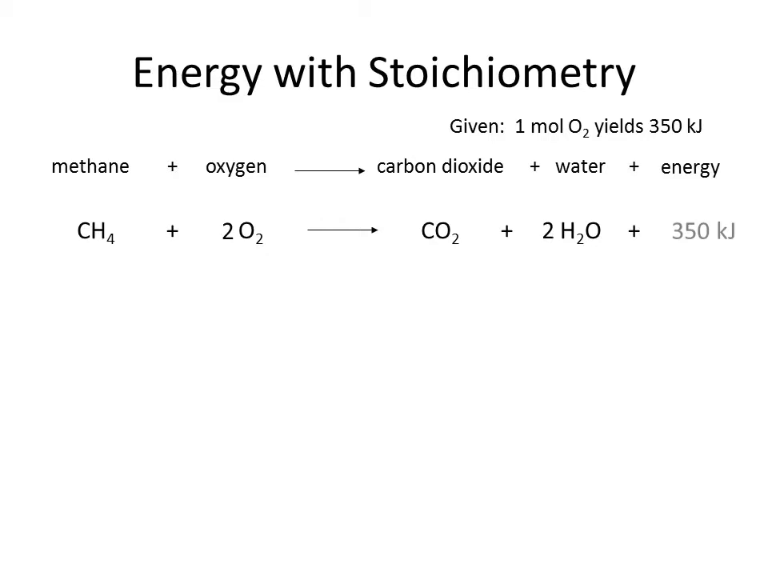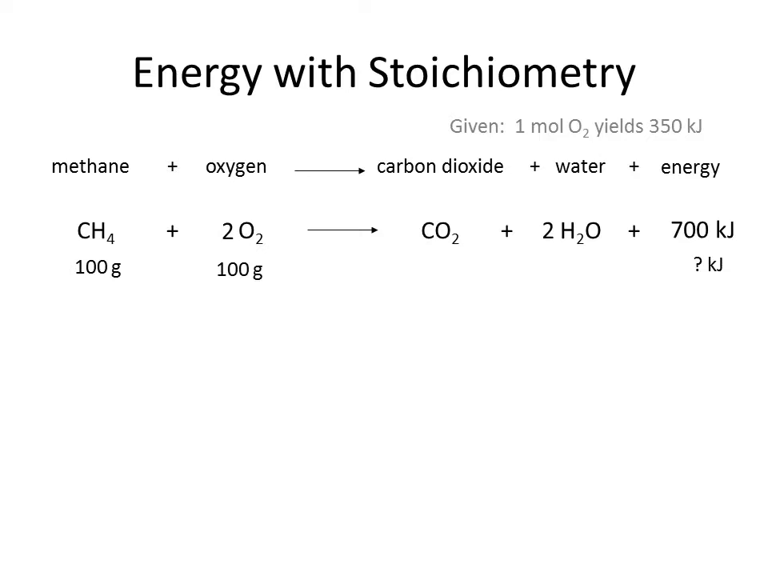As I continue to look around, I now have 4 hydrogens and 4 hydrogens, so I now have a balanced equation. But notice that because 1 mole of oxygen was 350 kilojoules, now we have 2 moles of oxygen, 700 kilojoules. So the question will be, if I begin with 100 grams of methane and 100 grams of oxygen, how much energy would I expect to generate?